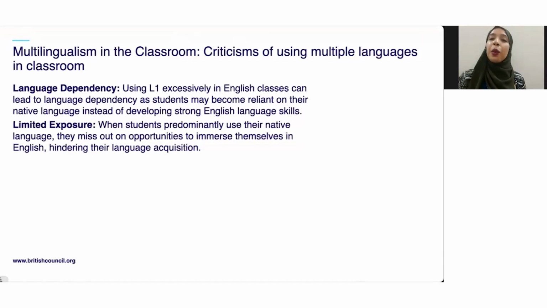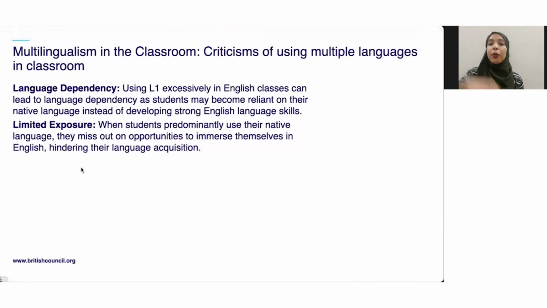So we said number one is language dependency. When you are using L1 excessively in our classroom, students may develop dependency. Number two, limited exposure, because when students predominantly use their native language, they are missing out the opportunity to be surrounded with English environment to improve their English communication skills.